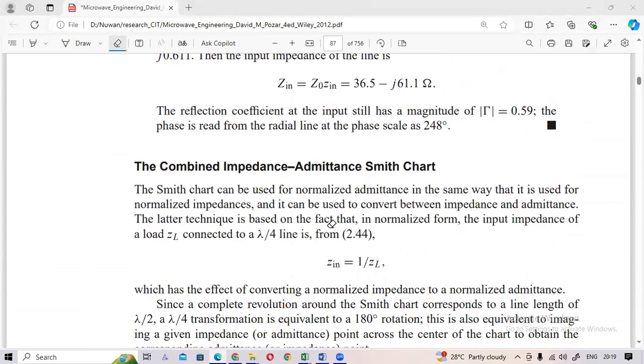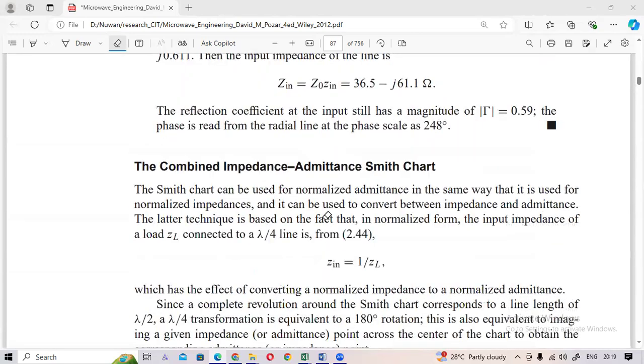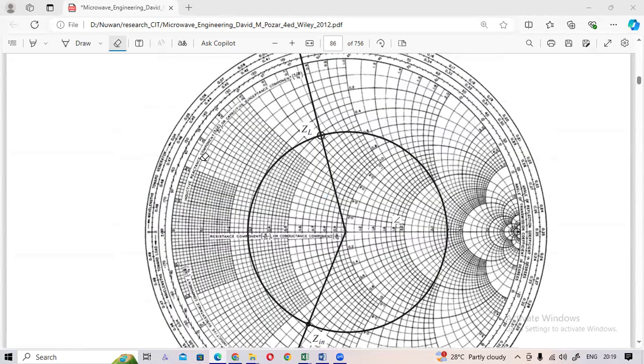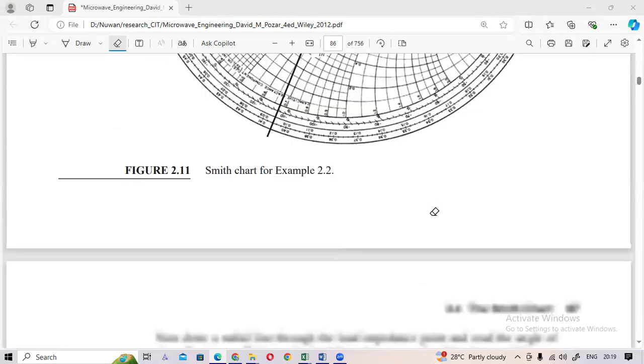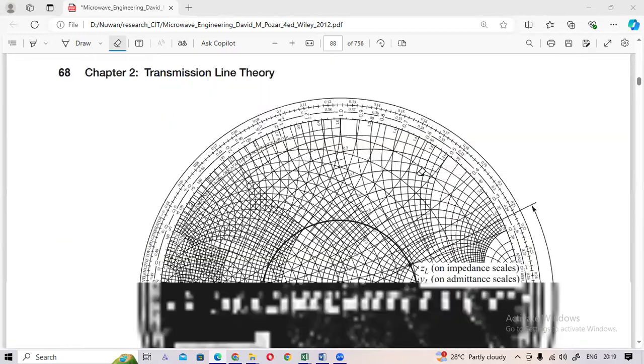There are two Smith charts actually. The impedance Smith chart is this one. Here we have impedance circles. And also we can draw admittance circles. So these circles come in this way, like this. If we combine them together, that is called the combined impedance and admittance Smith chart.